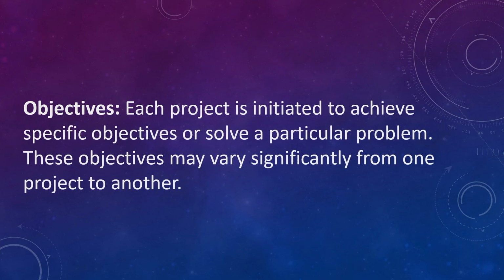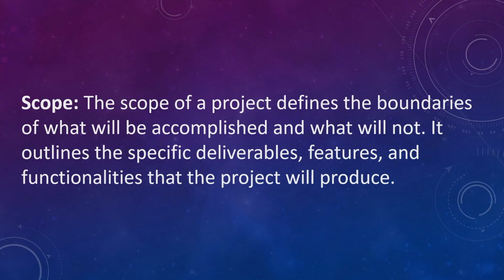Objectives. Each project is initiated to achieve specific objectives or solve a particular problem. These objectives may vary significantly from one project to another. Scope. The scope of a project defines the boundaries of what will be accomplished and what will not. It outlines the specific deliverables, features, and functionalities that the project will produce.